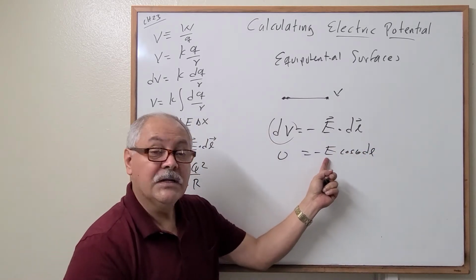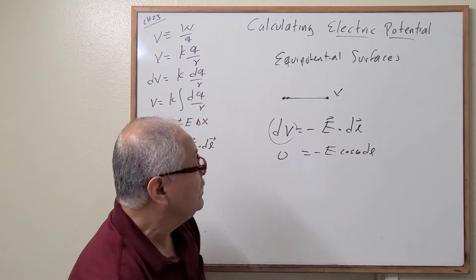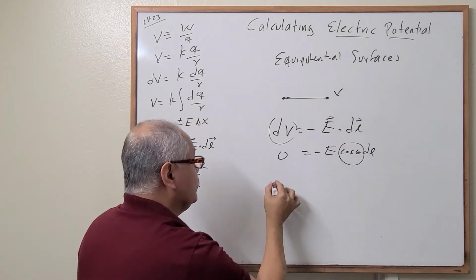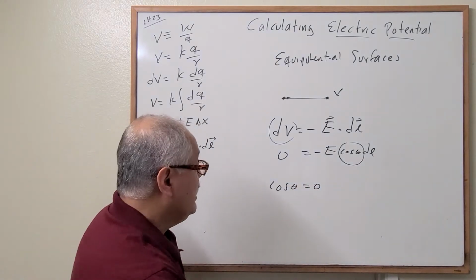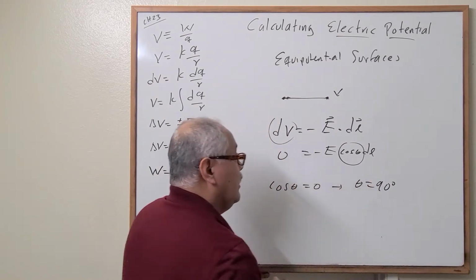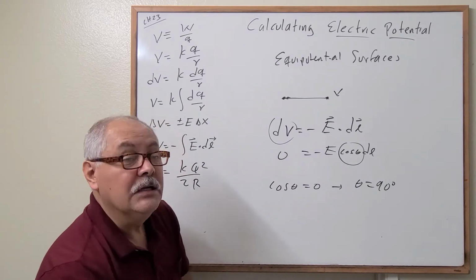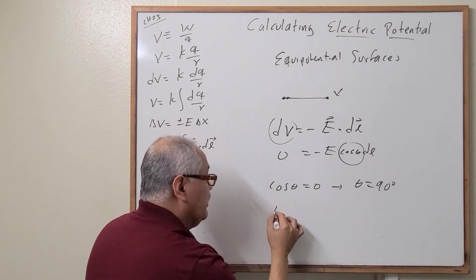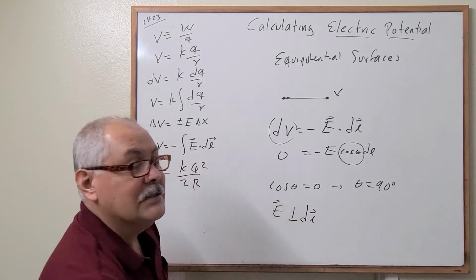But of course the electric field is not 0, and this element is not 0 either, right? So the only condition to get 0 is this factor. So cosine must be equal to 0, and that happens when the angle is 90 degrees. This means that to get a 0 change in electric potential, the electric field must be perpendicular to this element.